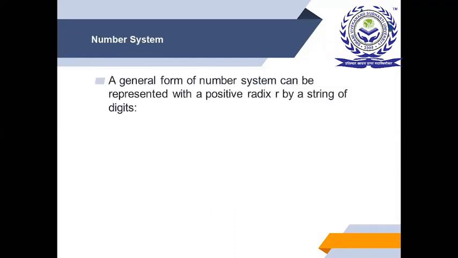A general form of a number system can be represented with a positive radix r by a string of digits. Means in any number system we have to define the radix or the base, and it is represented by r. Here is the decimal point. Here the coefficients are positive, and here the coefficients are negative. So I will write A0, A1, A2. These are the positions. The value for A0 will be A0 multiplied by base to the power 0. The value for A1 will be coefficient A1 multiplied by base raised to power 1, and so on.